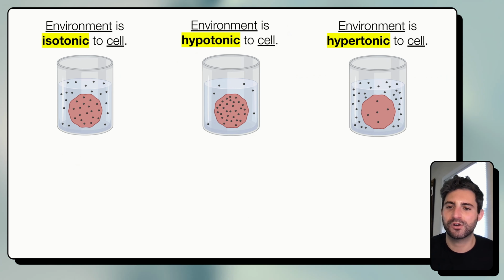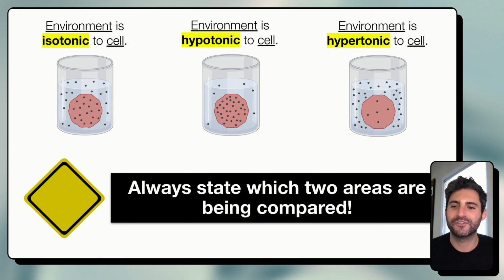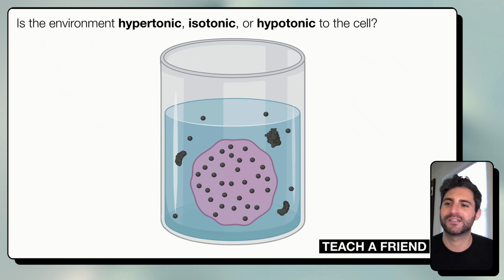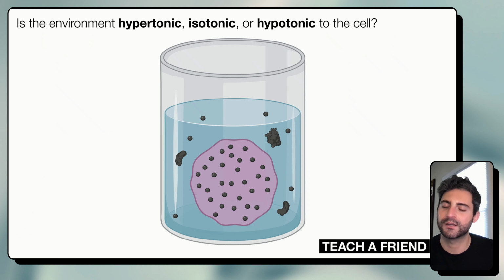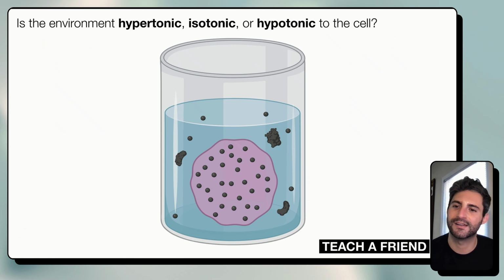So in these 3 circumstances, what I want you to see is that we use the terms isotonic, hypotonic, and hypertonic to describe 2 environments, or really the relationship between 2 environments. And we have to always state which 2 areas are being compared in order for those terms to make sense. Here's a practice question. Is the environment hypertonic, isotonic, or hypotonic to the cell? Take a second to think about your answer.